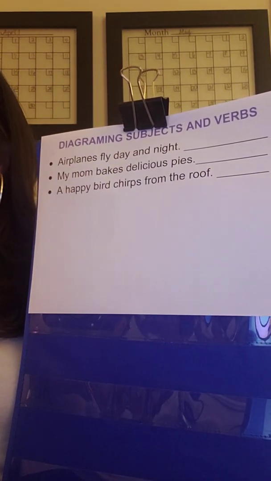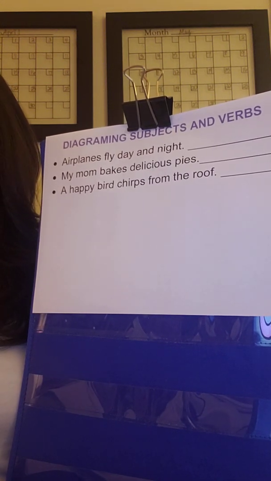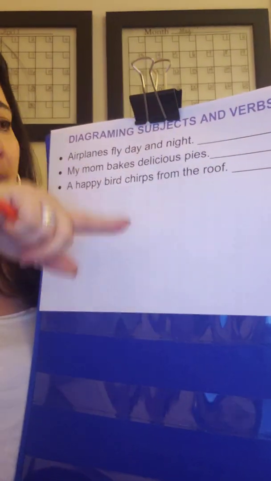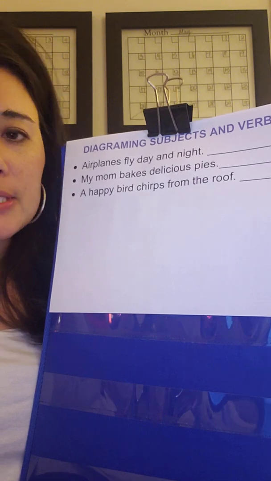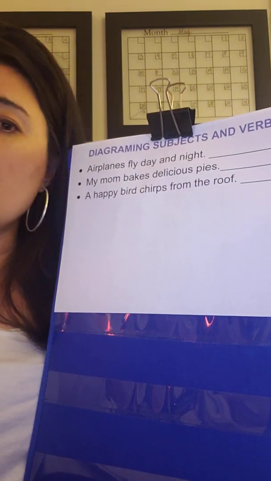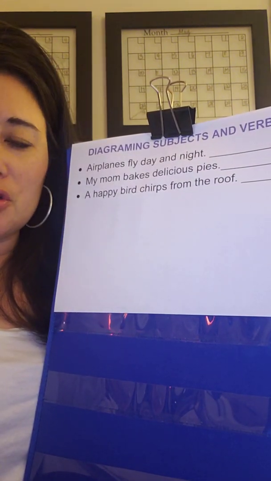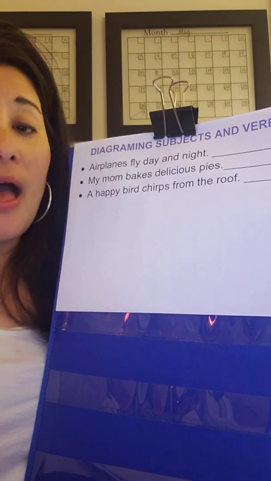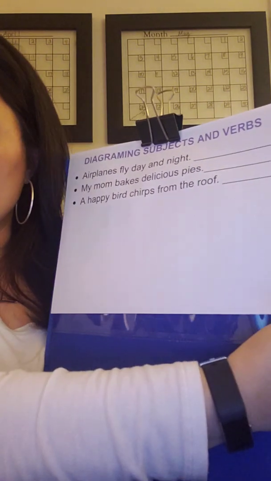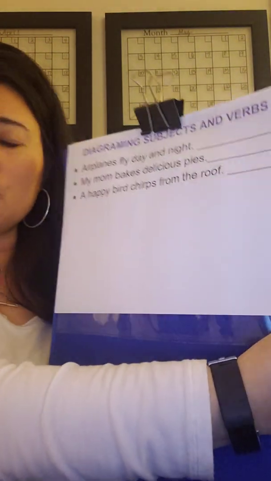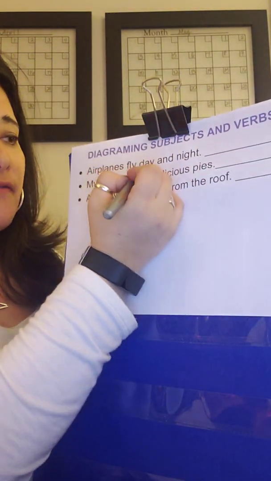The very first thing that you are going to do when diagramming a sentence is to first determine what the verb is in the sentence. Or you can determine if it's the subject. Now, your directions on your paper say to determine the verb first, but sometimes it's easier to determine who the sentence is about and then what that subject is doing. So, the way that your paper says is to find the verb first.